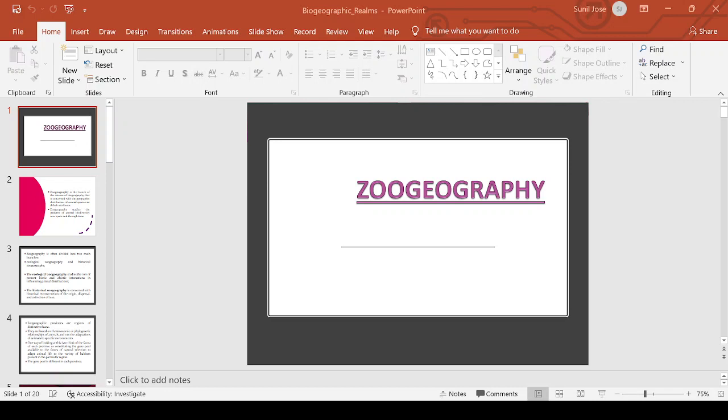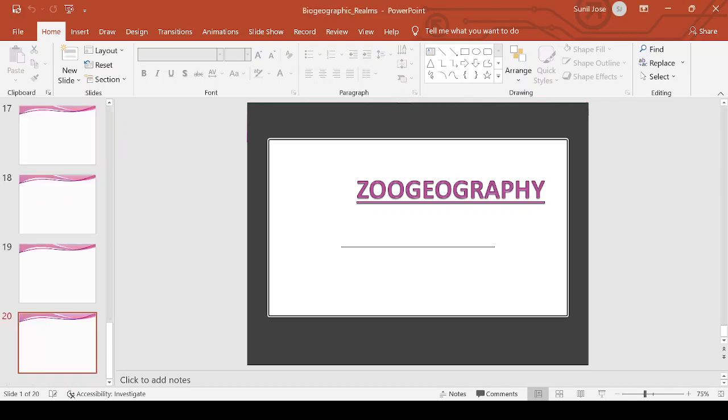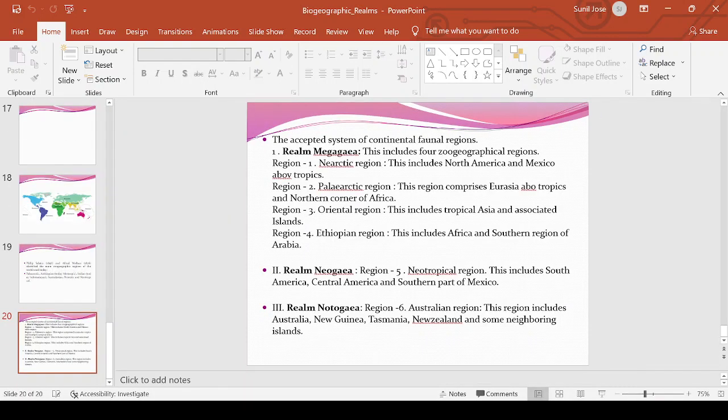Okay, this I have already discussed. So for today's class, we can limit here. In the next class, we will be taking one realm and we will be studying in detail about the features of that region.